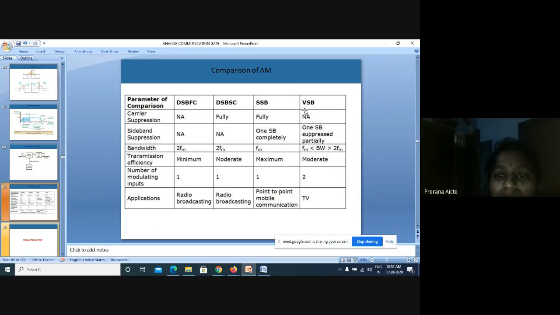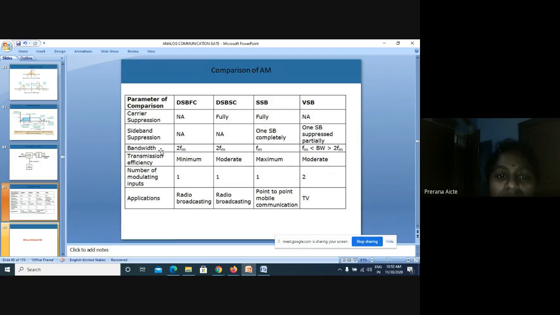So when we compare, we'll have this comparison table. In AM, you have the full carrier. Whereas in DSBSC, we are suppressing this carrier. In SSB also, we are suppressing this carrier, along with sideband suppression. So in SSB, we can transmit either one of the sidebands. In case of VSB, we'll transmit one complete sideband and suppress some partial part of the other sideband.